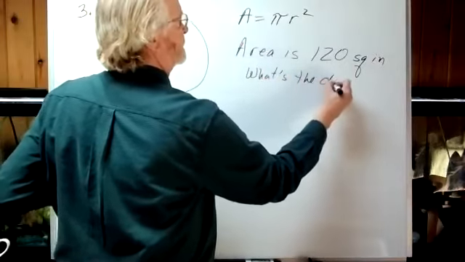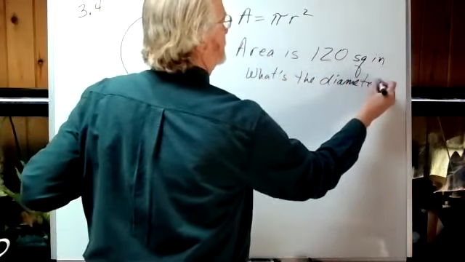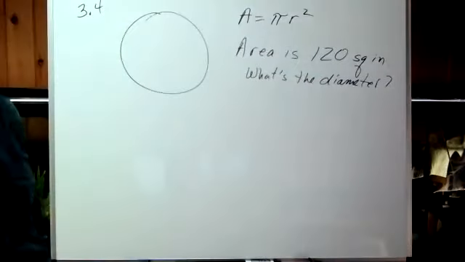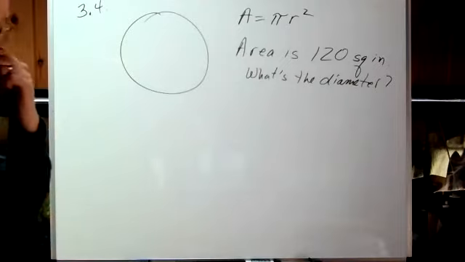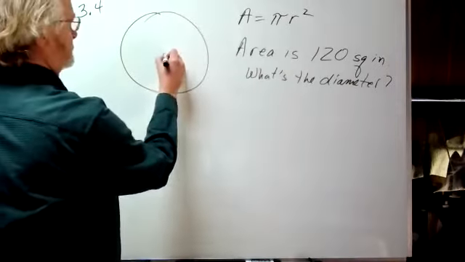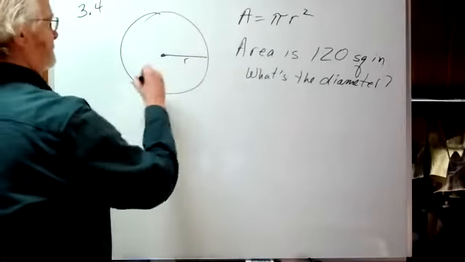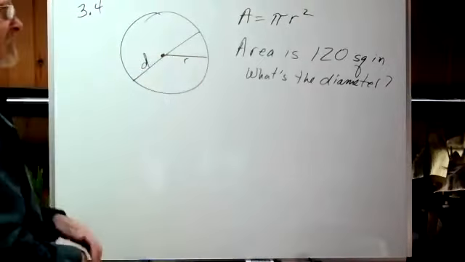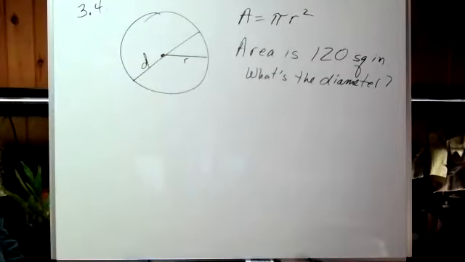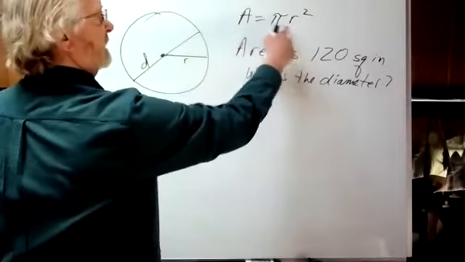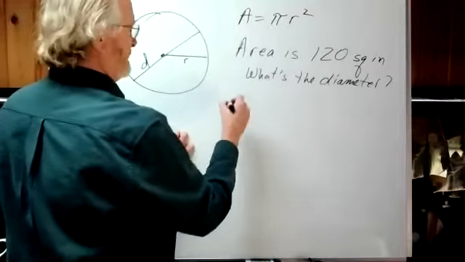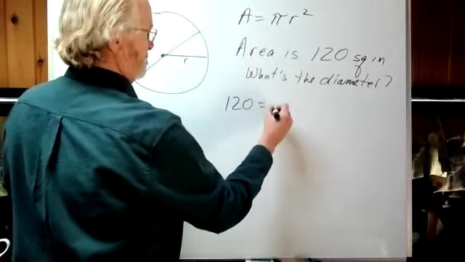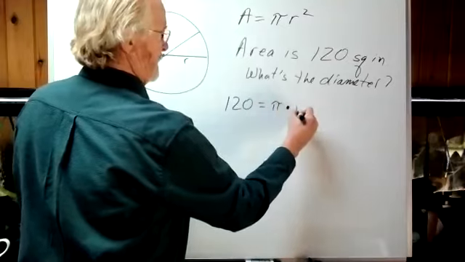What's the diameter? What's the diameter of that circle? Gonna need your calculator definitely here. So same kind of problem where I know, really there's only 2 variables in this one. Pi is an exact number, not exact, but pi is an actual number, right? So 120 equals pi times r squared.